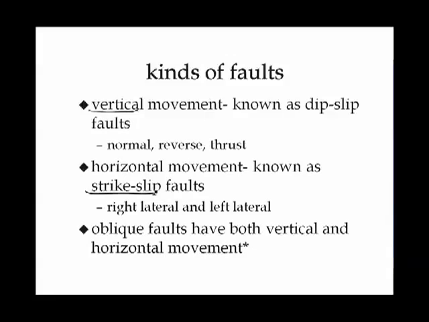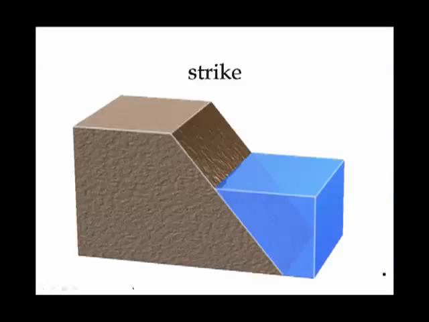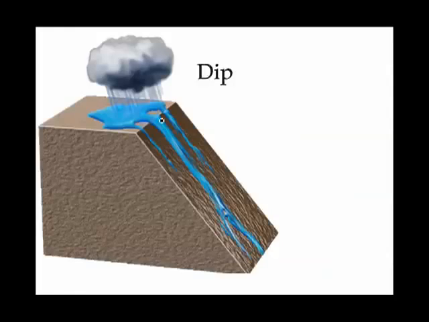Now you can memorize those names, or you can make sense of them by using the terms that you have learned before. The strike, as you'll remember, is a compass direction along this line, the line that a horizontal plane makes with a tilted plane. Now that plane could be a rock layer, or the plane could be the fault. The dip, on the other hand, is the direction in which material would drip down the side of the plane.